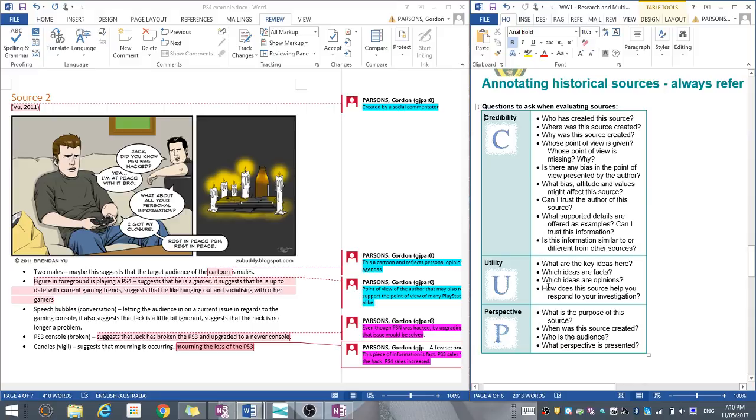So the last one here, how does this source help you respond to your investigation? This one is actually quite important, grade 9, because we need to know whether or not it actually goes with everything else we've heard so far. By analyzing this source, what we can actually see is that this opinion here could potentially be the opinion of many PlayStation gamers out there. It's telling us that by buying a new PlayStation, there would be no longer problems with the old PlayStation.